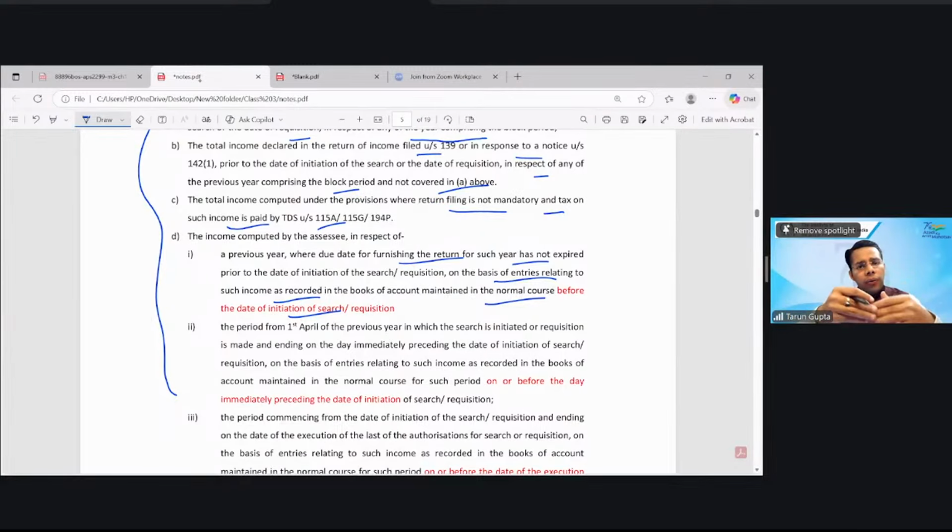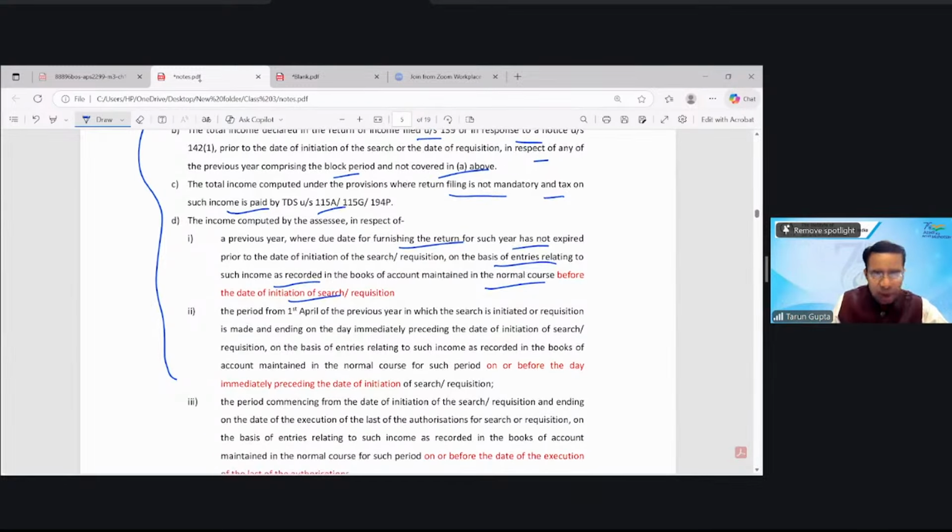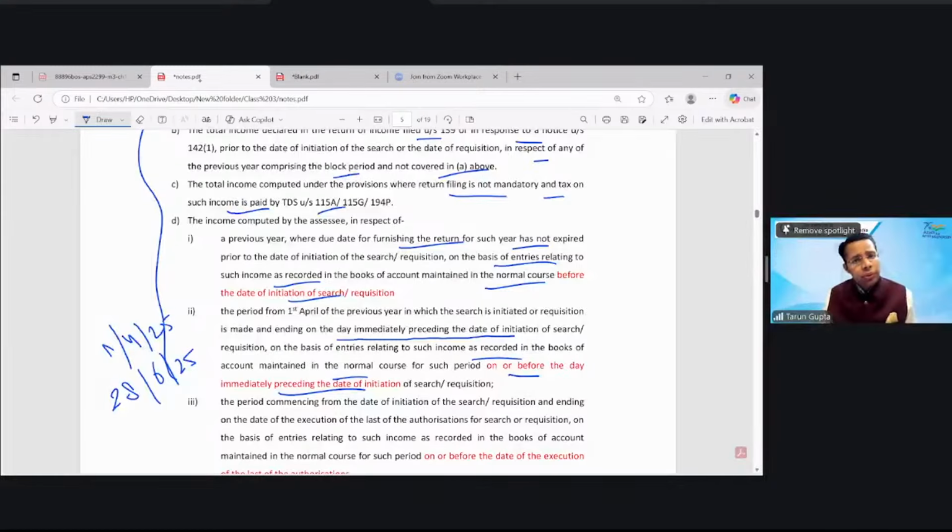It should not form part of undisclosed income. I hope you are with me. The period from 1st April of the previous year in which search is initiated or acquisition made, and ending on the day immediately preceding the date of initiation of search. In our case, 1st April 25 to 28th June 25, because search was initiated on 29th June. On the basis of entries relating to such income as recorded in the books of account maintained in the normal course of such period on or before the day immediately preceding the date of initiation of search.